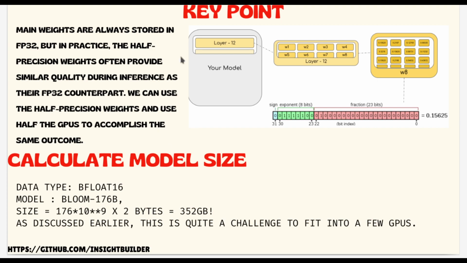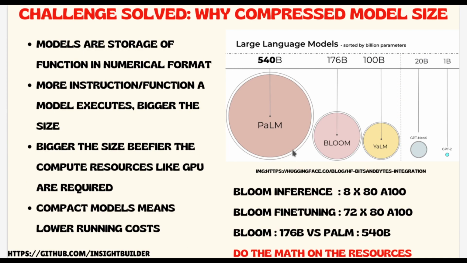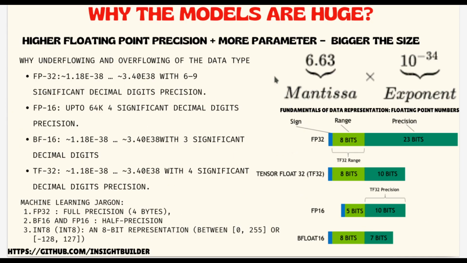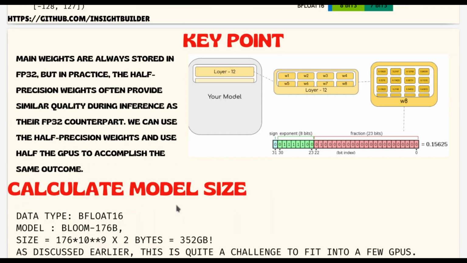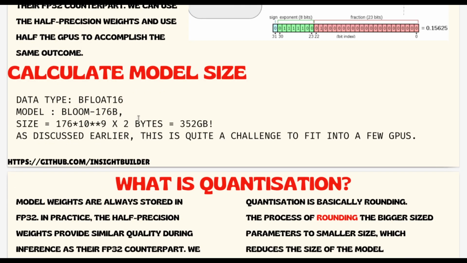Let us proceed. Now we have spoken about the challenge and why we have to reduce the size of the models. And we have seen that by changing the data type of the parameters, how they are stored, we can reduce the size of the model. If you reduce it from 2 bytes to 1 byte, then this 352 GB will become 176 GB, right? That is what we are targeting, and 8-bit quantization is about that only.